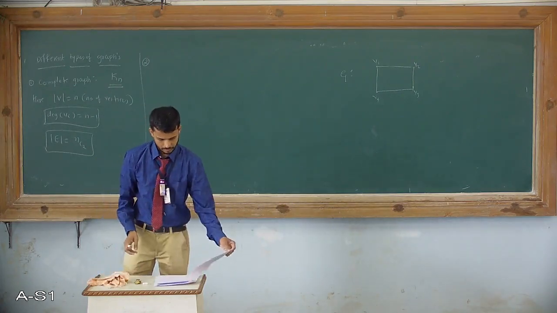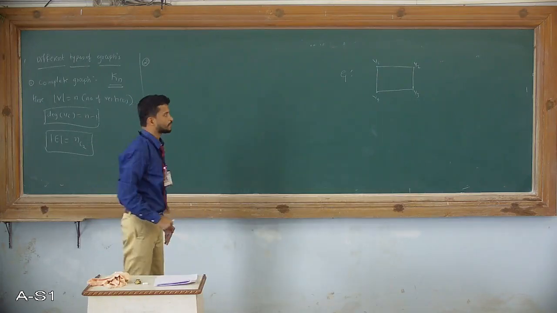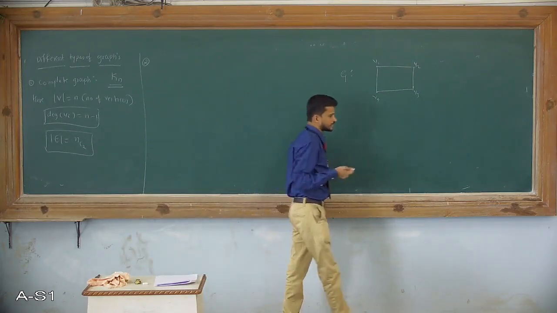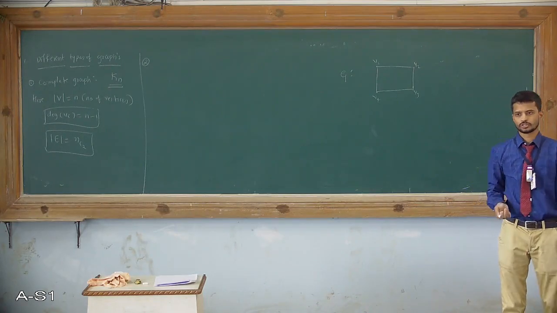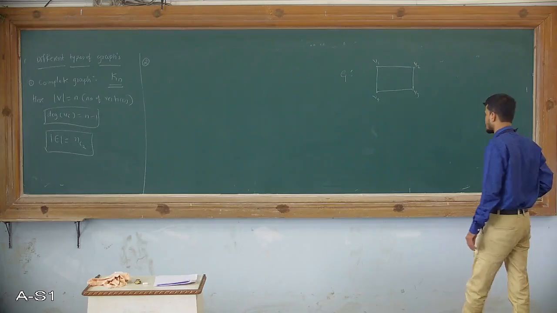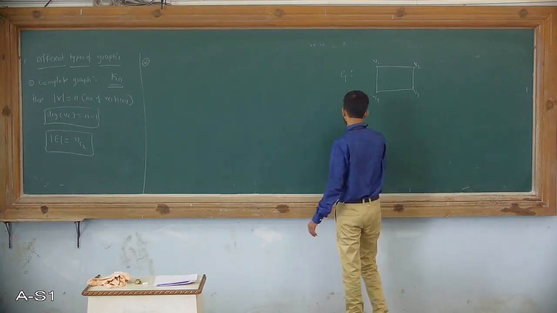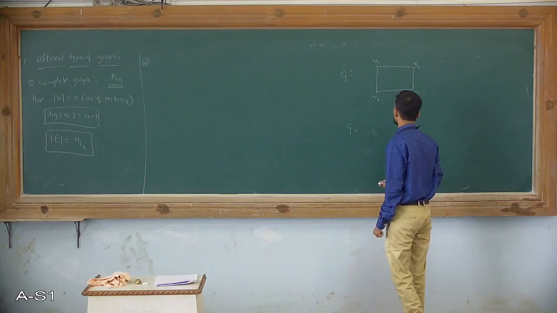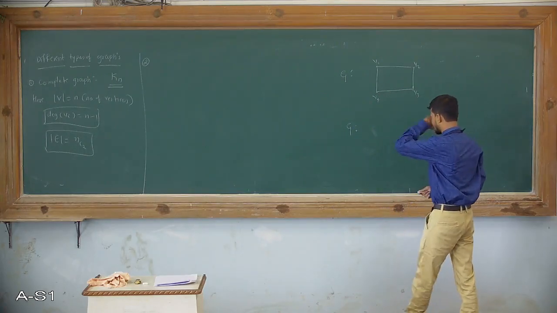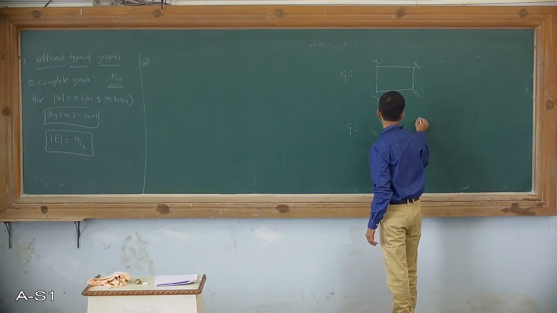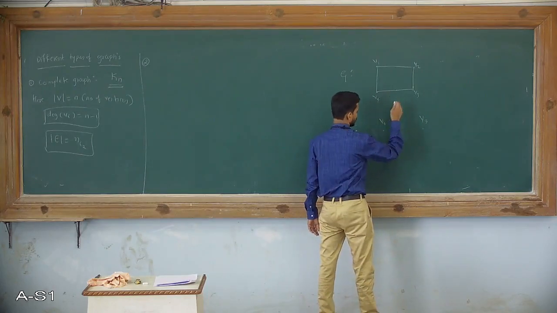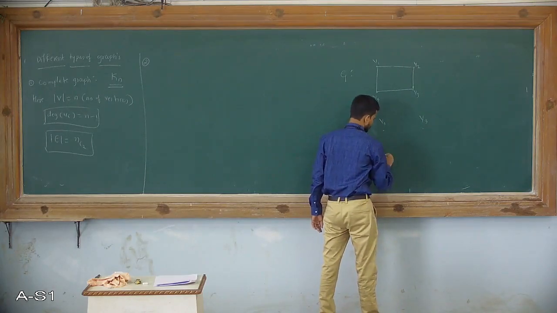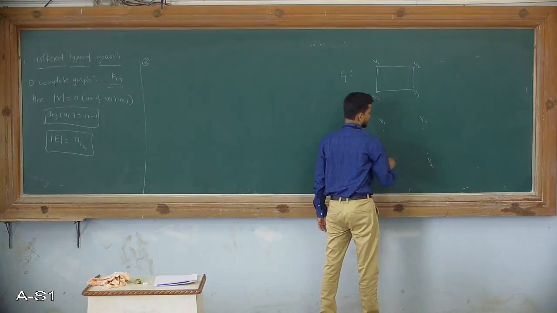Here my question is, is it possible to redraw this graph in a different format, but the nature is the same? The answer to this question is yes. I will draw the same graph with the same set of vertices in a different format. Here V1, V3, I will consider as one set of vertices, and V4, V2 as another set of vertices.